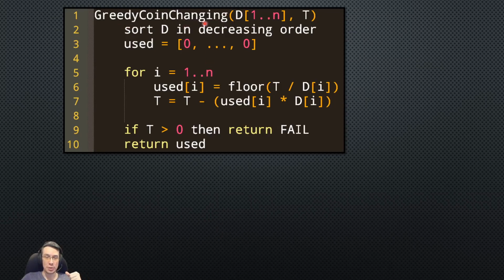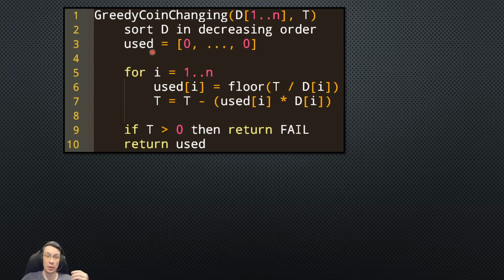So we have greedy coin changing. The arguments are d, a sequence or an array of denominations. These are positive integers in no particular order. So in this case, for the Canadian coin changing problem, we might have like 1, 5, 100, 25, 200. So they don't have to be in order. And then t is your target sum. We sort d in decreasing order. And then our used array is going to indicate how many of each coin we're going to use. And we're going to return this array as our output.